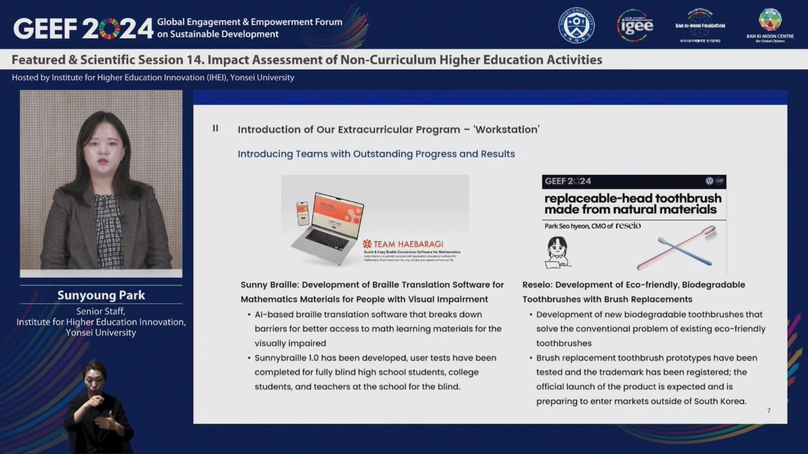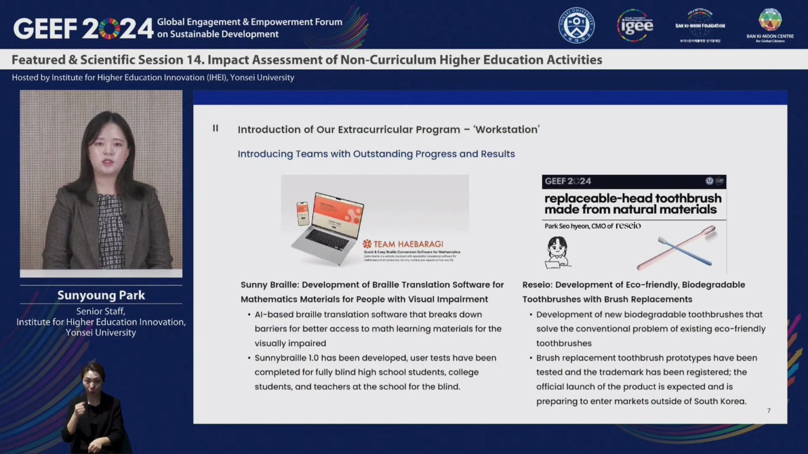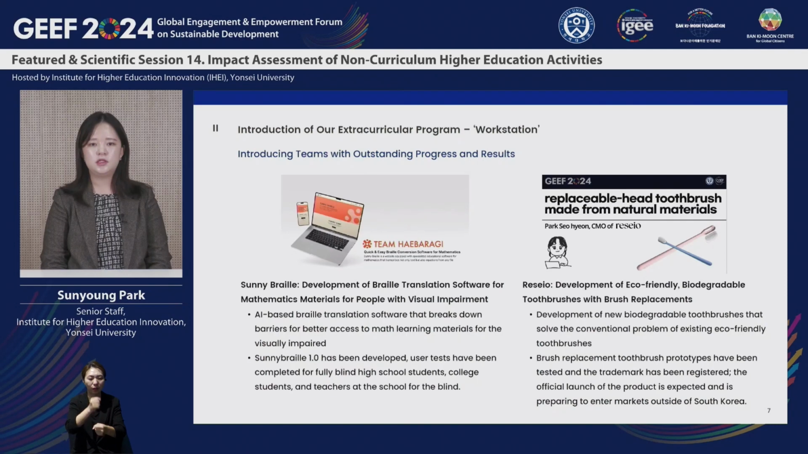To help you understand the program better, let me introduce two representative teams from the Workstation programs. First, the Sunflower team is engaged in workstation activities with the theme of developing specialized software learning aids for people with visual impairment, specifically focusing on mathematics. They have developed AI-based specialized software aimed at breaking down barriers to accessing mathematical subjects during the learning process for the visually challenged. They have completed user testing and are currently on the verge of product launch.